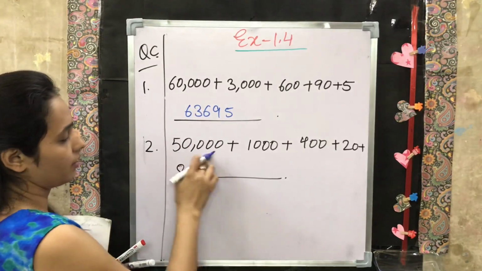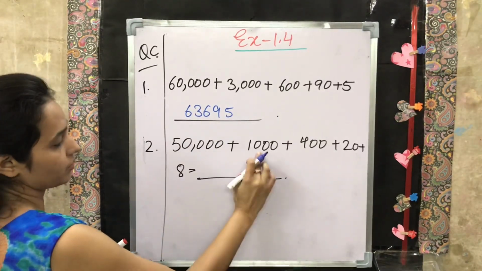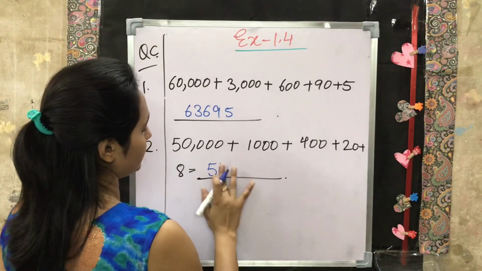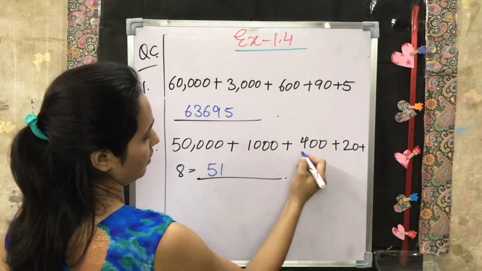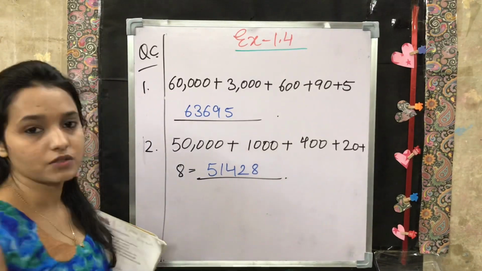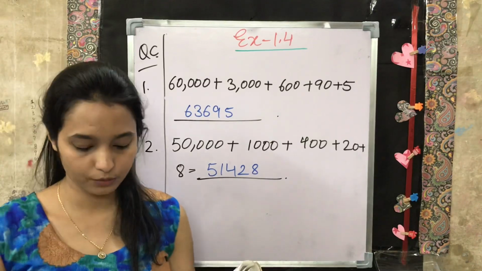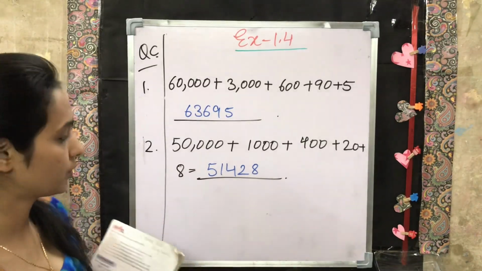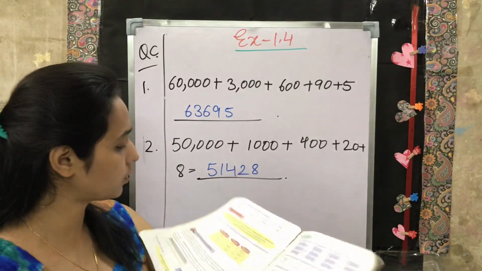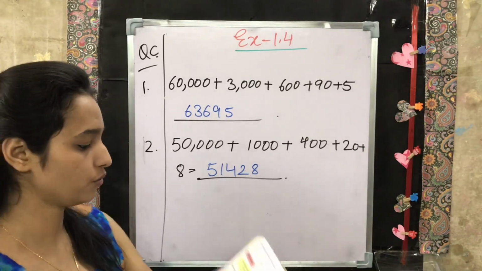Now this 50,000 has 4 zeros after 5, then 3 zeros. So 5 after 4, 5 after 1. First digit. Now this 2, 4, 2, 8. This will be the answer. I hope this must be clear to everyone. Now without wasting any time, I think we have another question too. Question D.